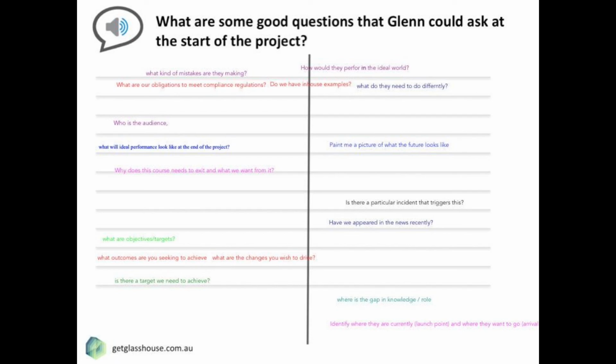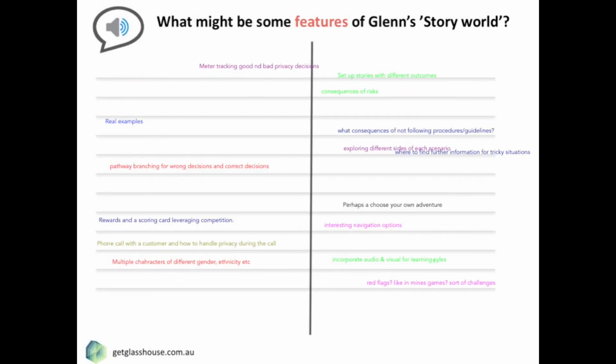possibly become more curious. Now, at this moment, I opened up to the group to have some ideas about what could be features of Glenn's story world. Some really nice ideas here, core things like real examples, branching scenarios, consequences of not following and doing the right things. Also, this sort of exploring and seeing the scenario from different sides was a really nice one. And someone brought up this whole idea of metering good and bad privacy decisions as well. So adding a little bit of a scoring mechanism to the learning experience as well. And then just breaking up the navigation so it becomes more interesting than just a forward linear thing.